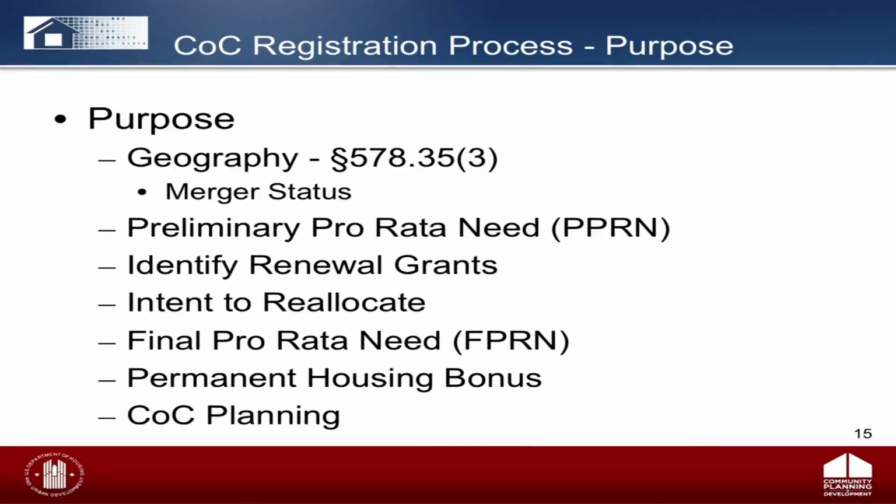This is very important. And as we discussed in previous broadcasts, renewal projects that are marked for reduction or elimination to create a new reallocated project should be noted on your final GIW. The final pro rata need, your permanent housing bonus, and CoC planning amounts, those will be confirmed during the CoC registration confirmation process. So when you receive the confirmation back from HUD, those amounts will be indicated in your confirmation.